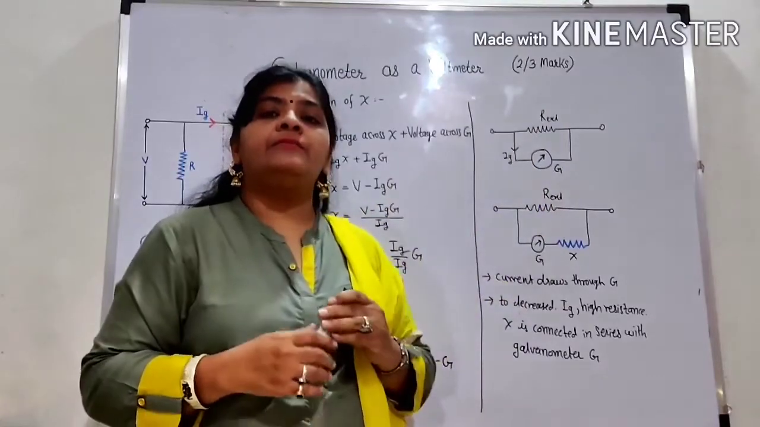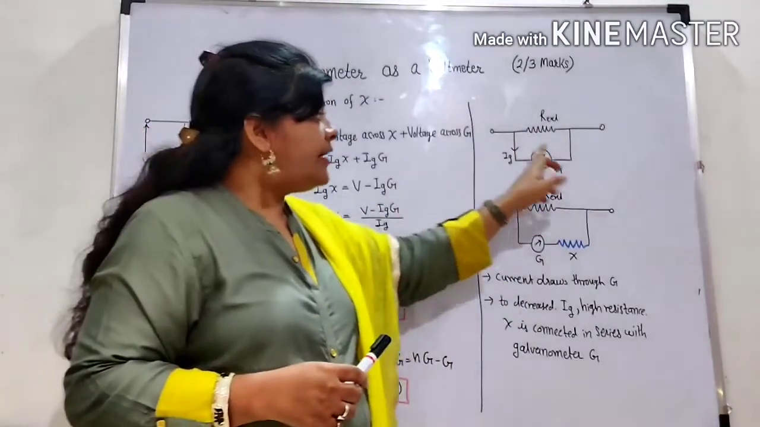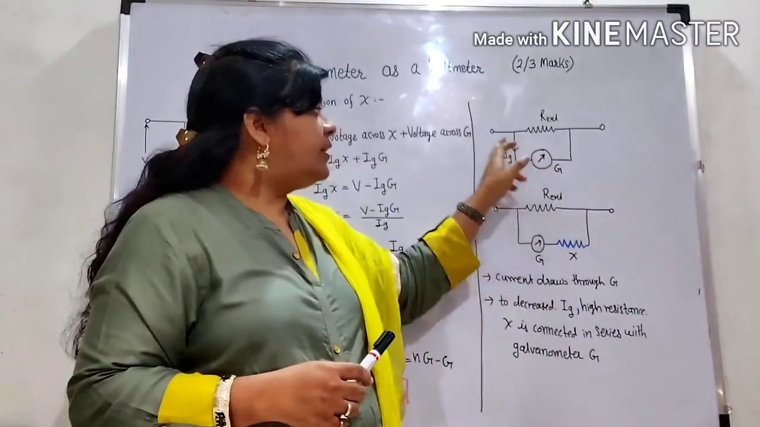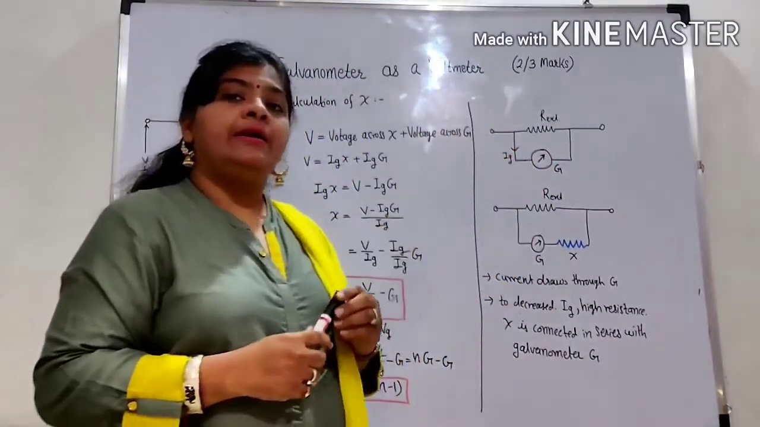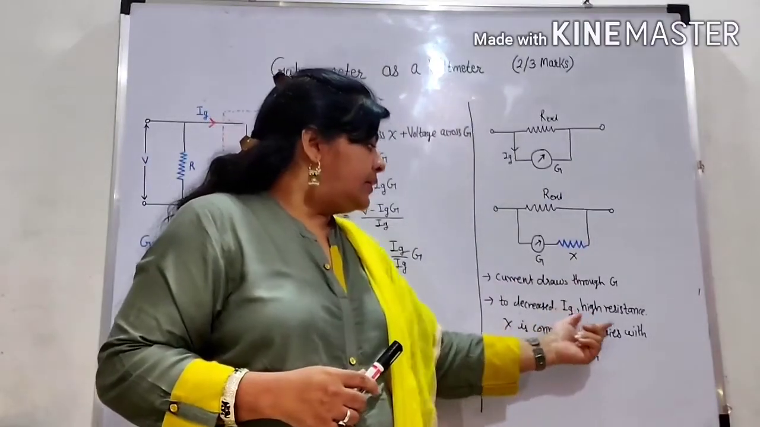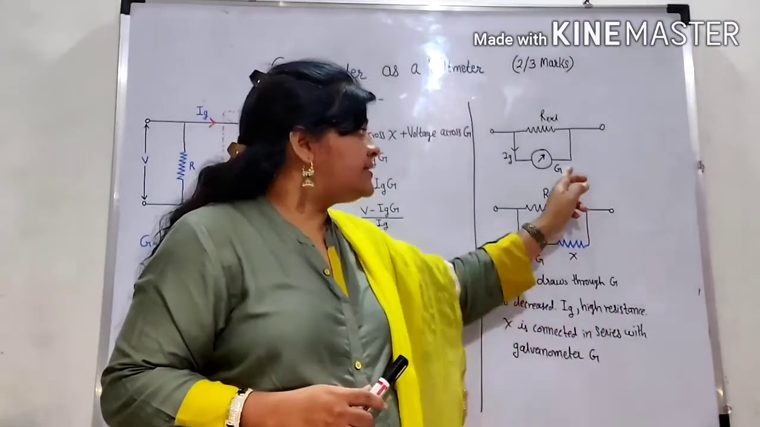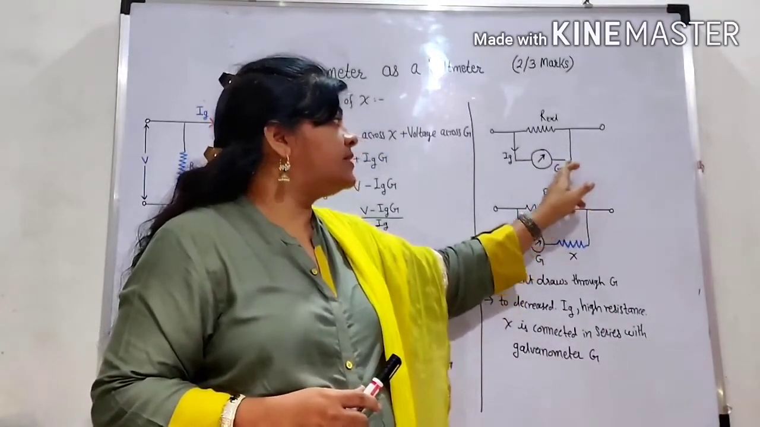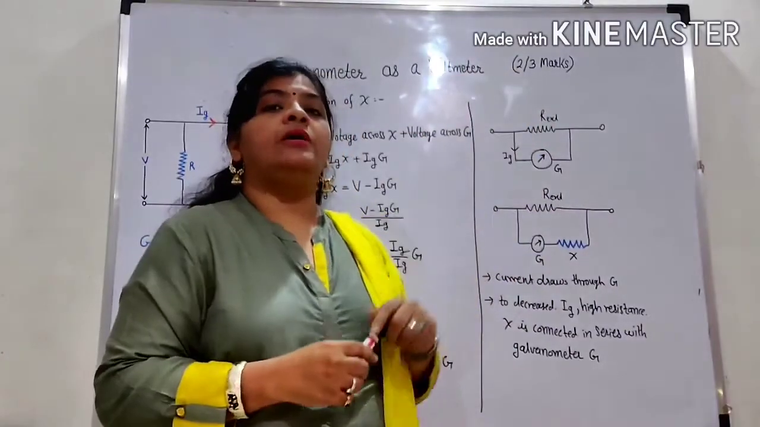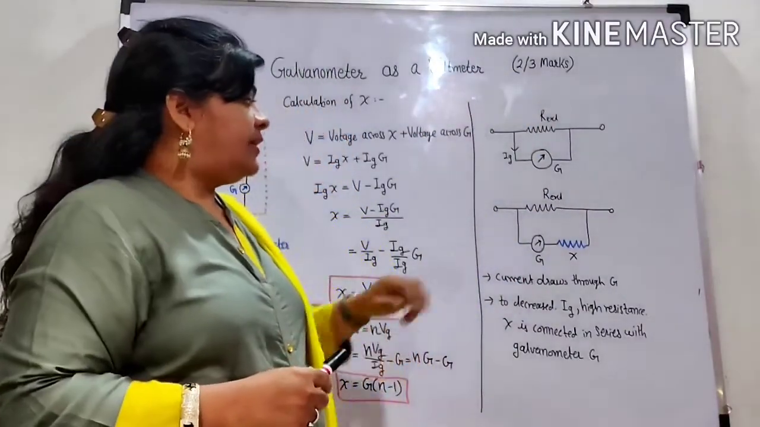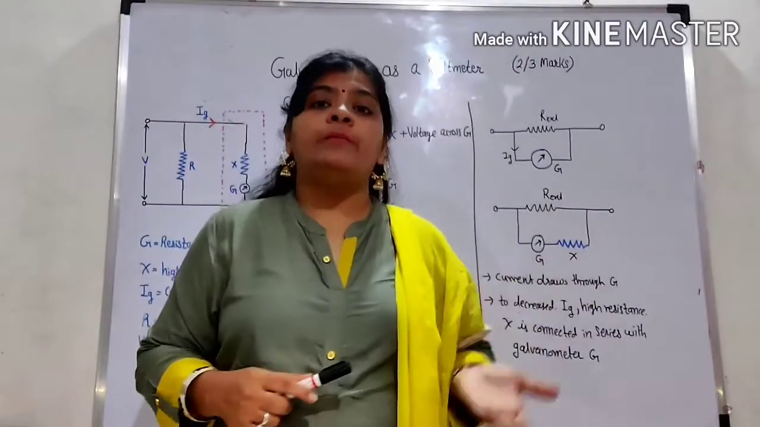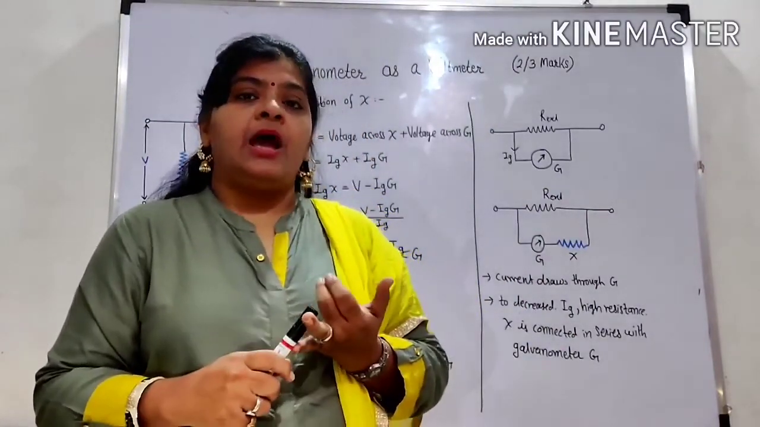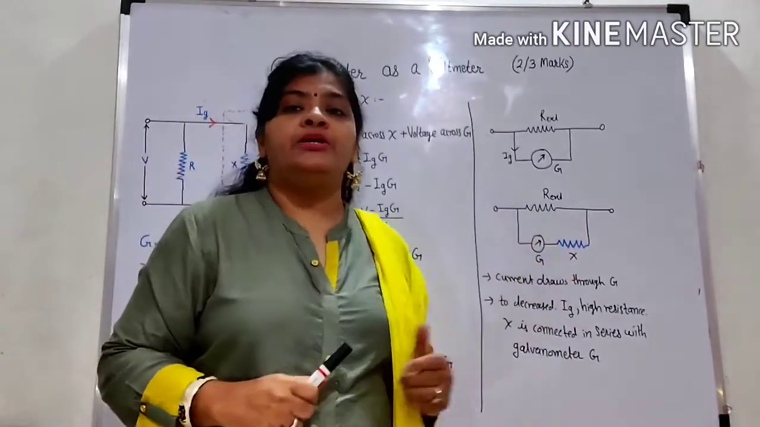That's why the galvanometer must be connected with a high resistance. If it is connected with a high resistance, definitely the value of Ig will be reduced. This high resistance is connected in series with the galvanometer, and both the galvanometer and the high resistance are connected in parallel to the external circuit. That's why, to make the galvanometer a voltmeter, the galvanometer is connected with a high resistance in series combination.